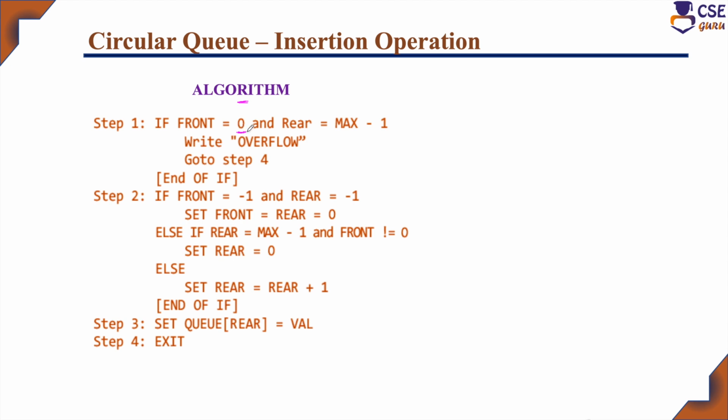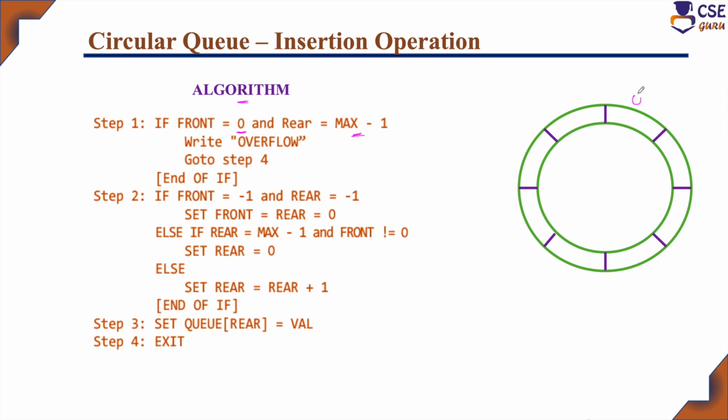If front equal to 0, rear equal to max minus 1. What is the condition? For example, consider this circular queue. Front equal to 0, this is the front position, and rear equal to max minus 1 position. What is this condition? All the memory locations have elements. That is the meaning. Whatever the size of the array you have allocated, elements are placed in all the memory locations. Now what happens? Circular queue is full. So write overflow message, go to step 4 and then exit.